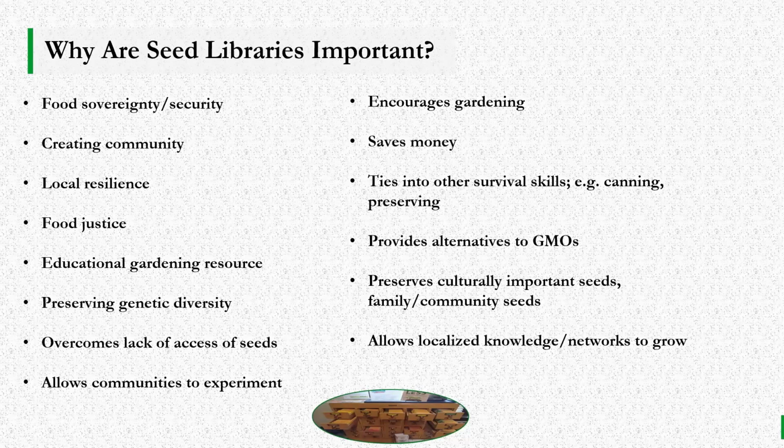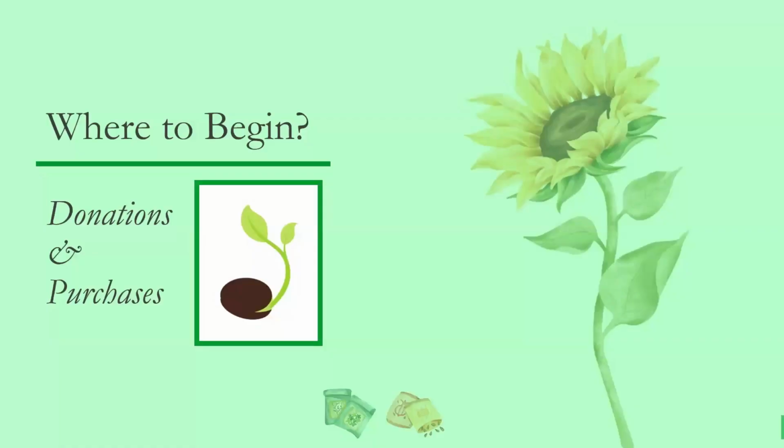It's very important. It allows communities to experiment. So it's just creativity. I've never tried planting this before. I think I'm going to try planting it now. It saves money, ties into other survival skills, canning, preserving. Again, this is more localized community knowledge. It all kind of comes together. Provides alternatives to genetically modified foods. And yeah, I think I covered the other ones earlier.